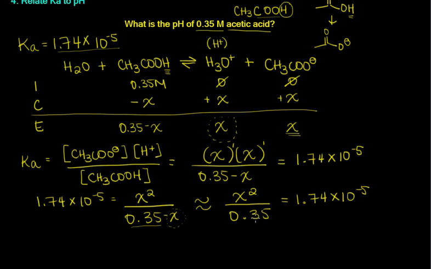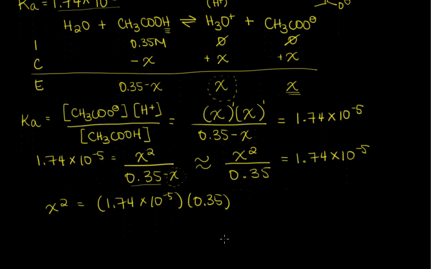So then we can multiply both sides by 0.35 and we end up with x squared equals 1.74 times 10 to the negative fifth times 0.35. And then we're going to need to take the square root of each side. So we're going to end up with a value of x, and that's going to be the square root of whatever this value is.